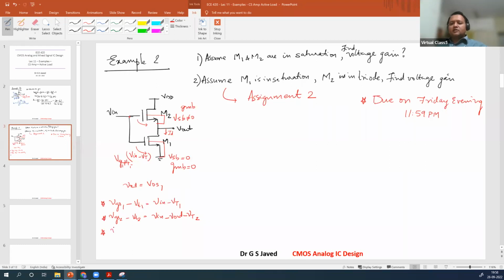Next, VDS1 is equal to V out. Then VDS2 is equal to VDD minus V out. VGS, VGS2, VDS1, VDS2, ID. ID is given. ID is common to both. ID1 equal to ID2 equal to ID.